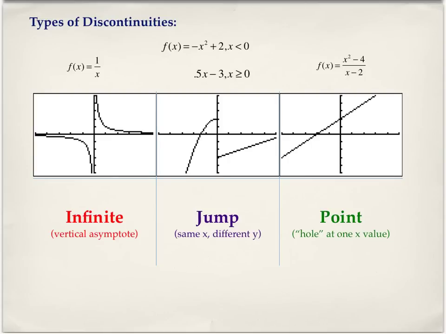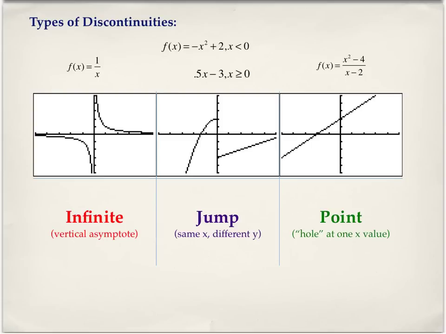This is the graph of y equals 1 over x, and clearly x is not defined. You can never have x be 0 in this case. That's why the graph shoots way up and way down there. So this is a classic case of an infinite discontinuity.